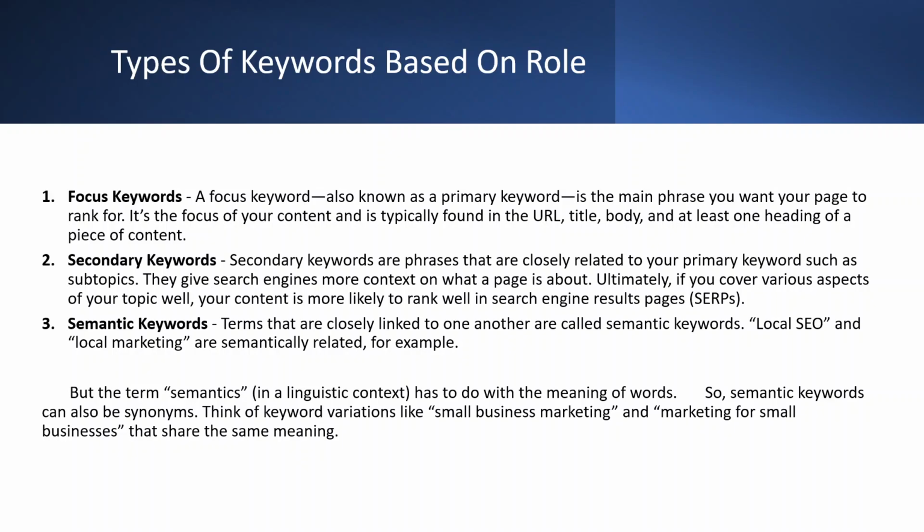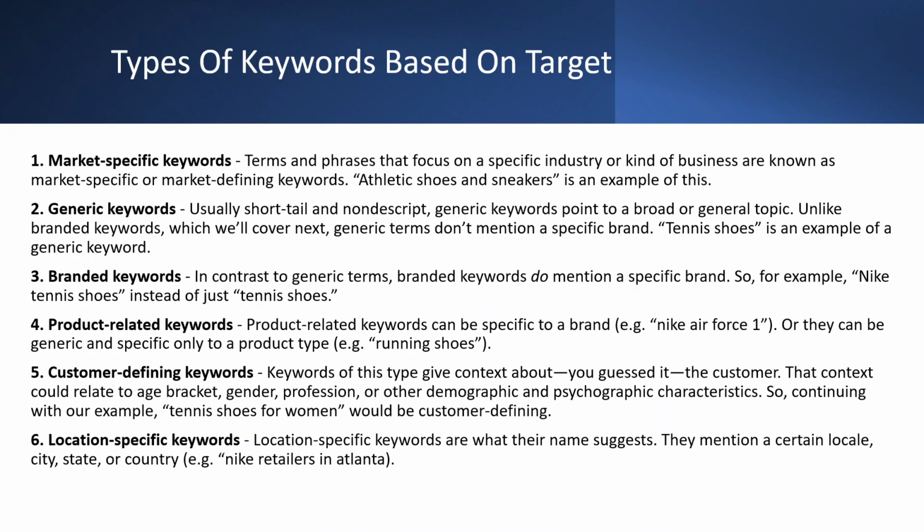And after this we have semantic keywords. Semantic keywords are those keywords that are closely related to each other. As you can see, we have just mentioned the example of local SEO and local marketing. Both show the local category. So these are examples of semantic keywords.